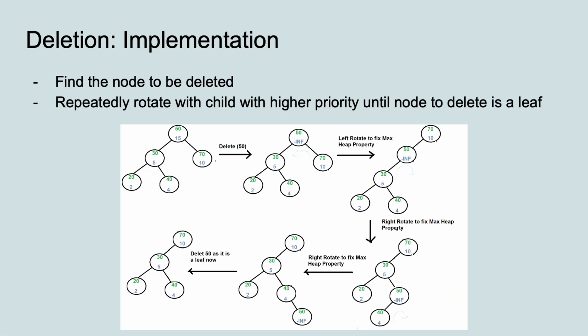To delete a node, we must find it and then move it down until it is a leaf. To do that, we repeatedly rotate with the child with a higher priority until the node to delete is a leaf. In this figure, we are trying to delete the root node with key value 50 and priority value 15. The left child has a priority value of 5, and the right child has a priority value of 10. Since the right child has a higher priority value than the left child, we rotate left to maintain the max heap property. We repeat this process until the node to delete is a leaf, and then we can finally remove it from the tree.